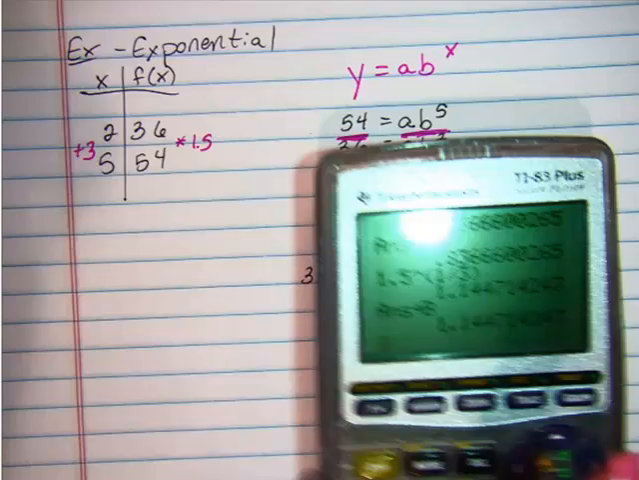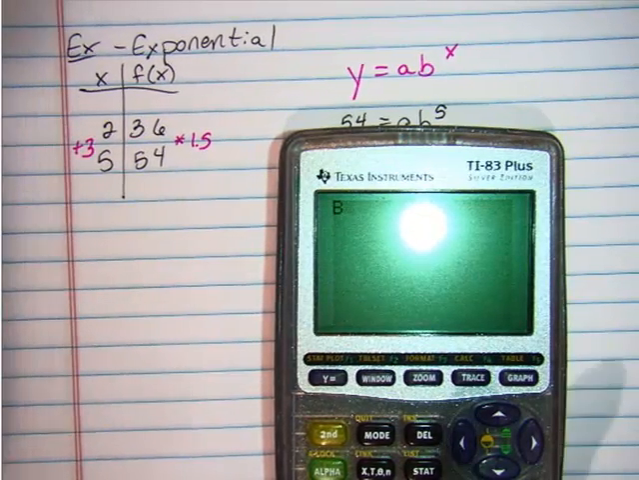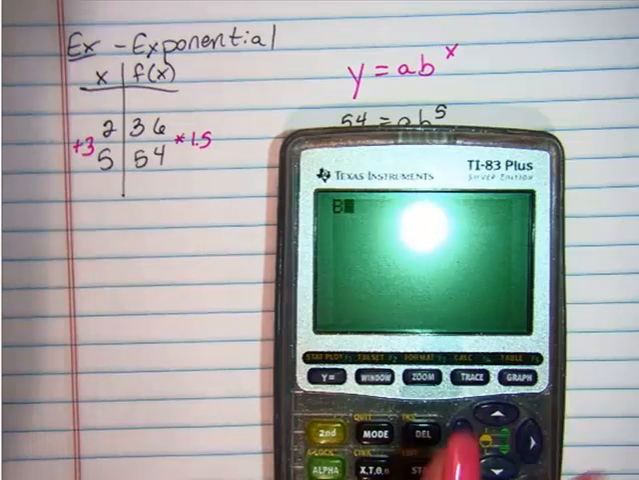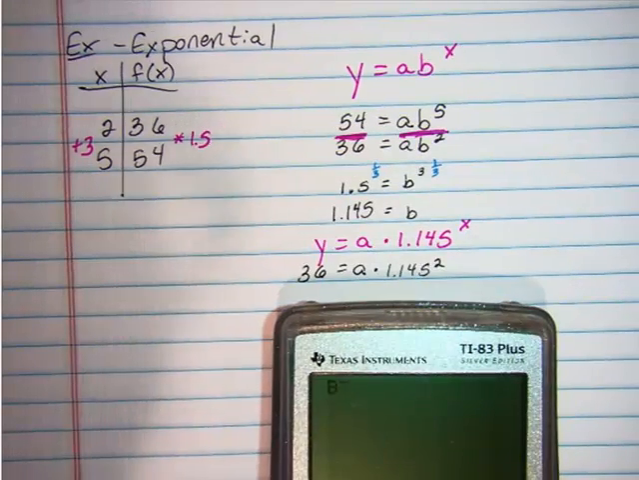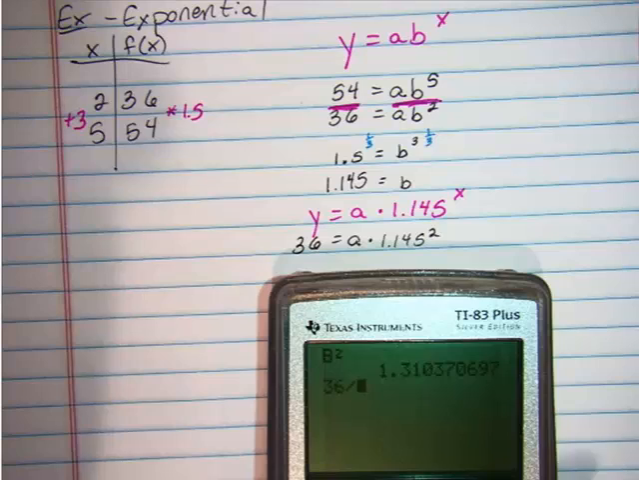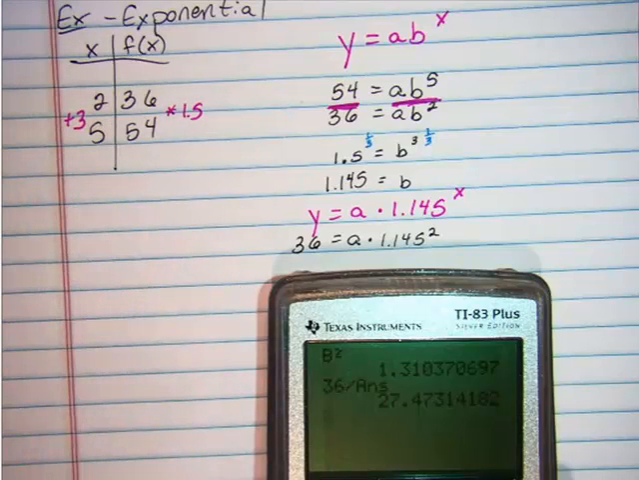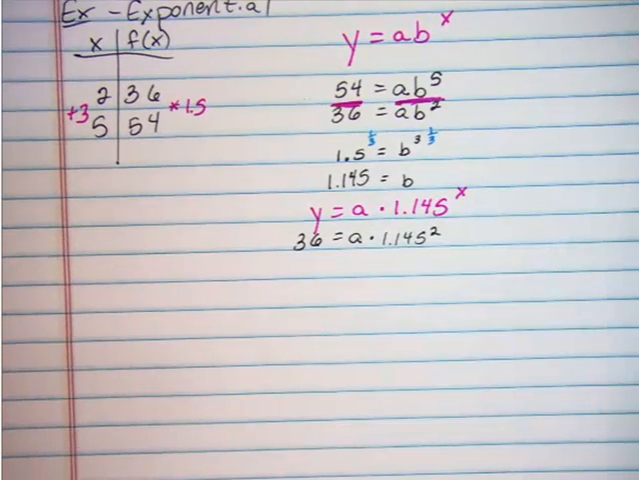So I bring that value up, alpha b, and I need to square that, which is 1.31, etc., and then take 36 and divide it by that. Second answer brings back the previous answer. And I get 27.473 is A.